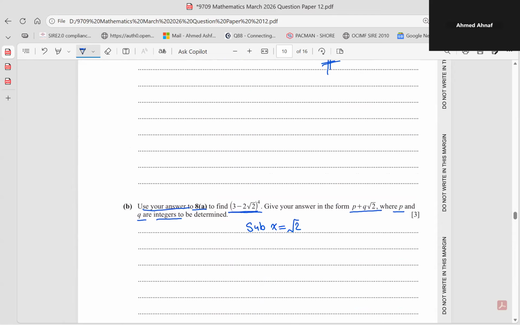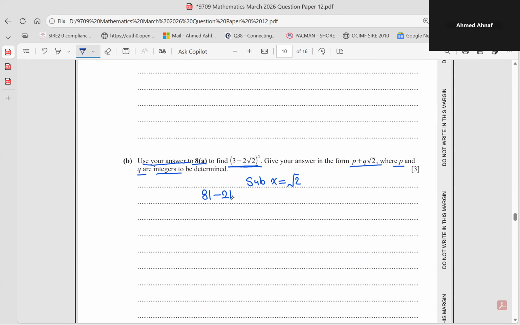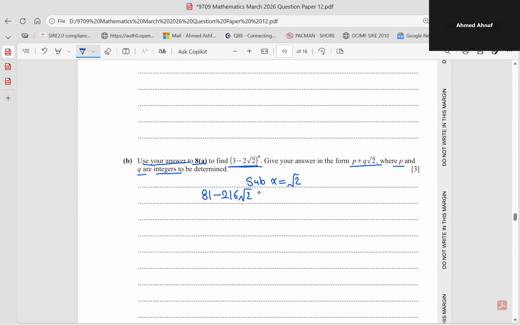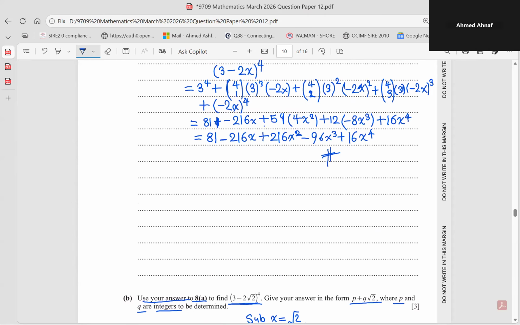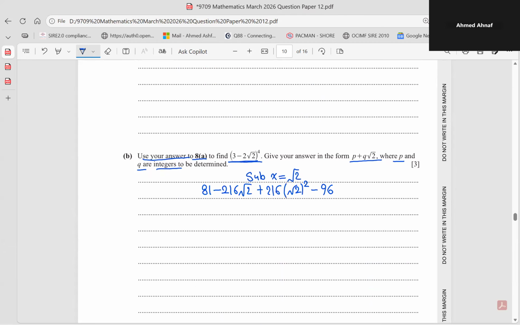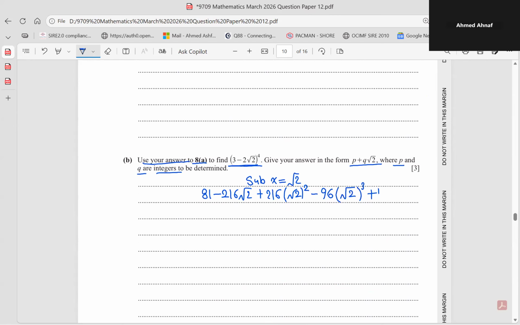Okay, so substitute x equals square root 2. So you get 81 minus 216 times square root 2 plus 216 times square root 2 squared, minus 96 times square root 2 cubed, plus 16 times square root 2 to the power of 4.